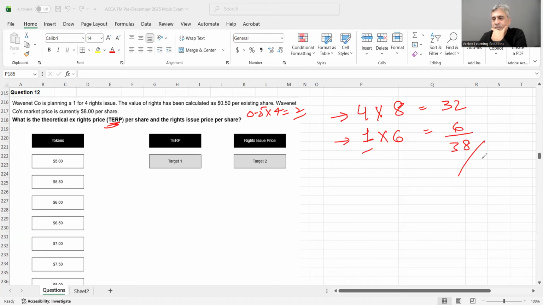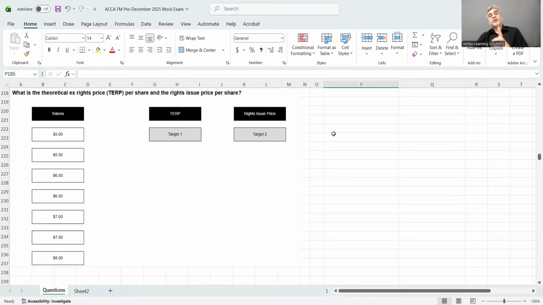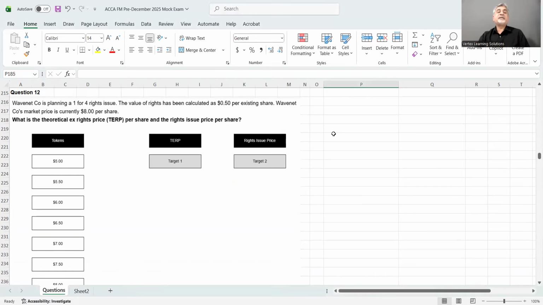And I divide it by the total number of shares, which is 5. So 38 divided by 5 is 7.6 or something, 7.5. This is the answer. This is your TERP, 7.50. And then the right issue price will be less $2, which is 5.50. So 7.50 and 5.50 should be the two answers. I thought before that they were asking something else. Later on, I realized that they are asking for TERP, the theoretical ex-rights price.